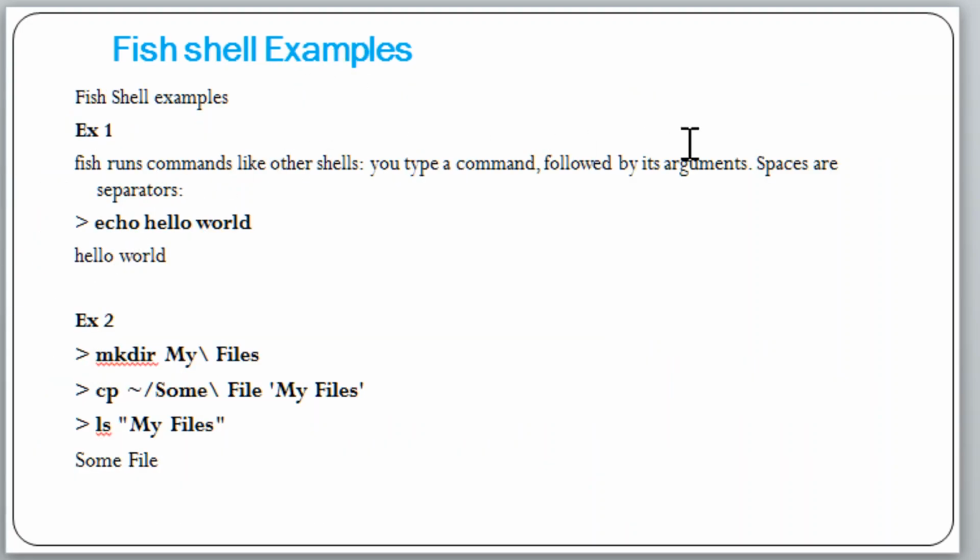So fish shell runs just like the other shells. So for example here, it has the same command echo hello world, and it'll display hello world. We can do mkdir my files. Okay, and we can copy just like in the other one, from home, some file, and then my files. Okay, and we can do an ls of my files, and it'll show that file in there.